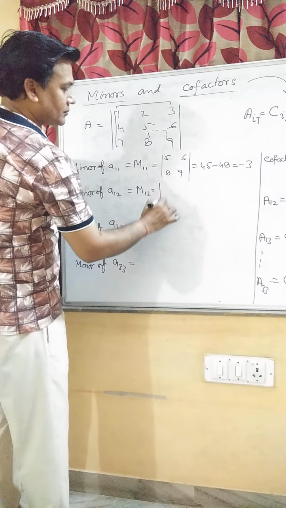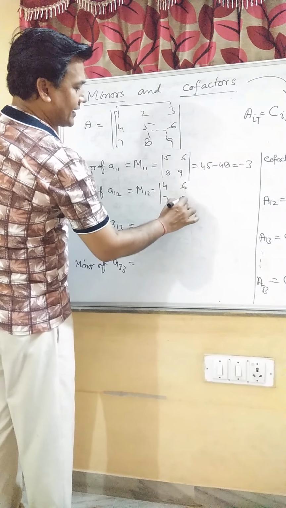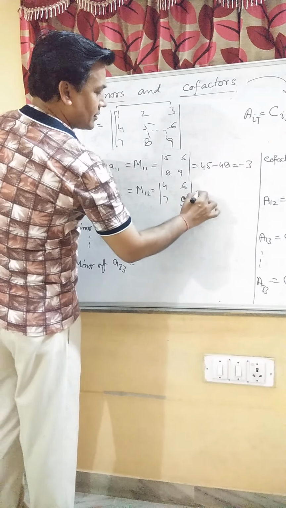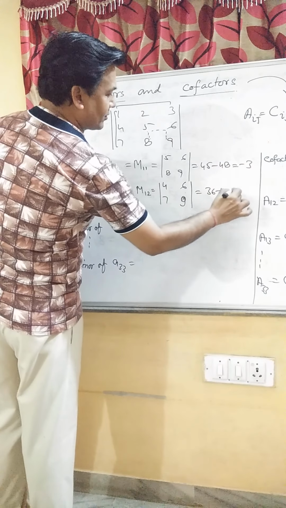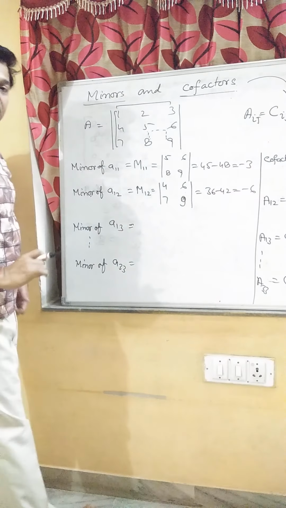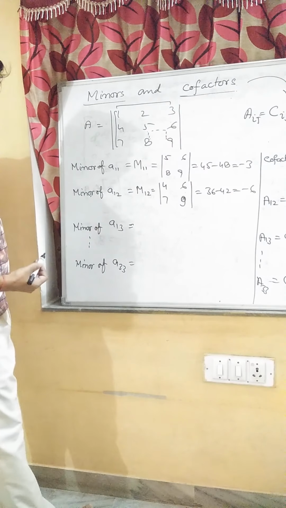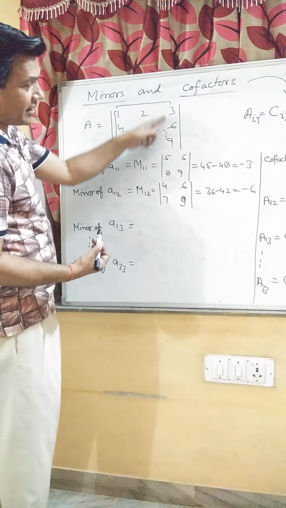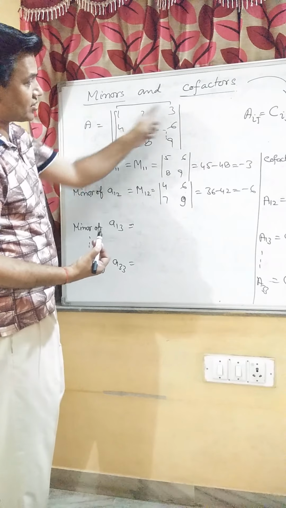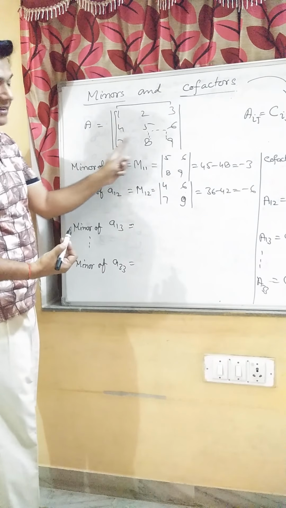M12: 4, 6, 7, 9. So 36 minus 42, that is minus 6. And now we are talking about A13. For this, leave the element of third column and first row. The rest are 4, 5, 7, 8.